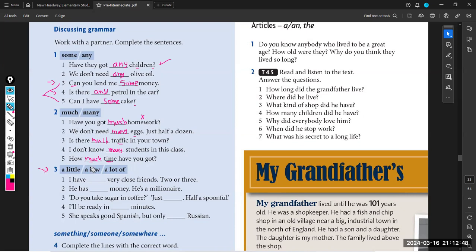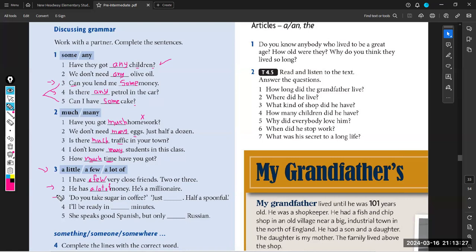Okay. Now three. A little, a few, a lot of. One. I have very close friends. Two or three. A few. Exactly. I have a few friends, maybe one, maybe two or three only. Two, he has money. He is a millionaire. A lot of money. So a lot of is used for countable and uncountable nouns, because he has a lot of money, he is a millionaire.